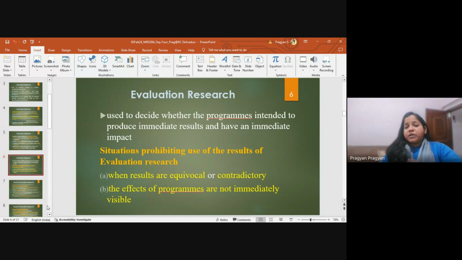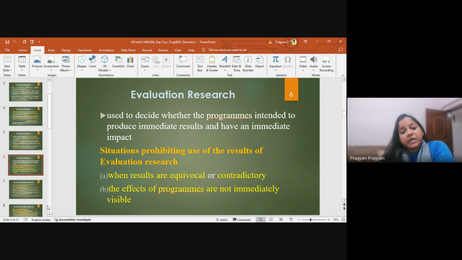That means one factor has the potential to make your results completely either contradictory or equivocal. That means this is the limitation. Evaluation research is limited in its approach. In other words, on the basis of one particular study, we can't say that this program is going to be a failure in all the areas of a particular country. So this is the first limitation of the evaluation research method.